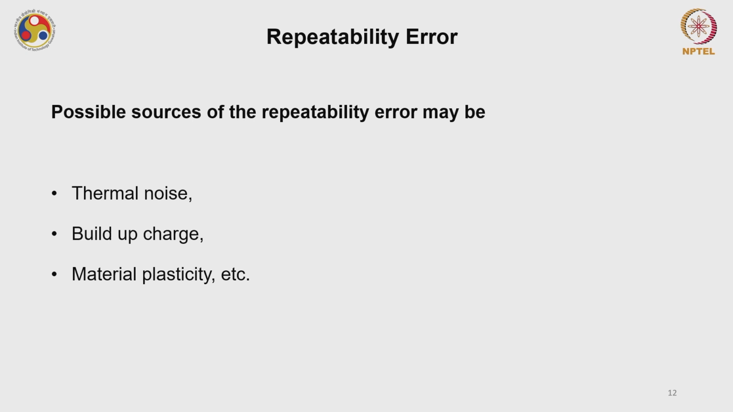There can be various sources of repeatability error, particularly thermal noise. We will discuss this noise very soon in detail. Then build up charges and material plasticity, particularly for mechanical sensors such as force sensors and pressure sensors, where plasticity plays a very important role and may hamper the repeatability of the device. So, these can be some of the sources of repeatability error. Now we know what repeatability, reproducibility and repeatability error are.